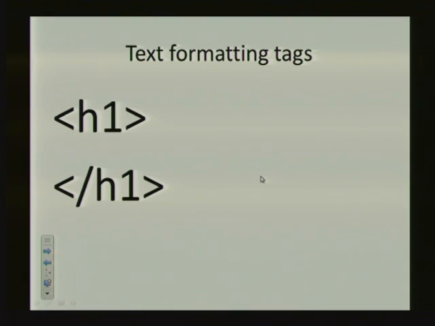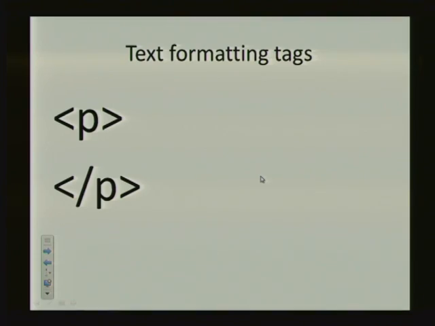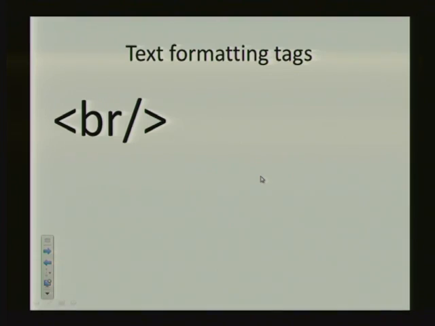We also have some text formatting tags, like the heading tags. We have heading 1 to heading 6, where heading 1 is the largest and heading 6 is the smallest. Then we have our paragraph tags. These paragraph tags will force your text into a paragraph on your screen. This is called a break tag, and this will force text into the next line on your screen. Here's our horizontal ruler tag, and this will create a horizontal line on your screen.